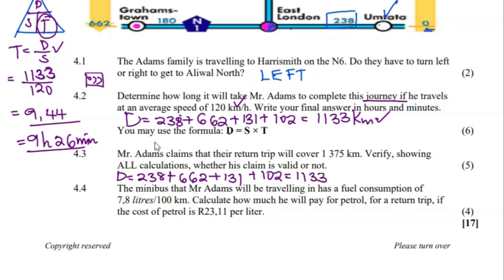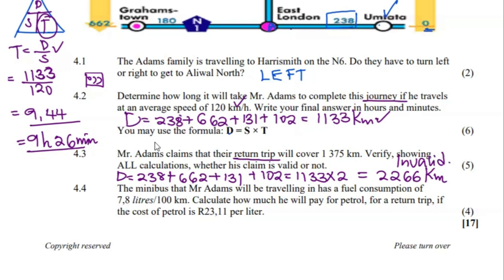But now he's talking of the return trip. We need to multiply by 2. The answer we get there is 2,266 kilometers. Don't forget to conclude and we say his claim is invalid. The claim is invalid.